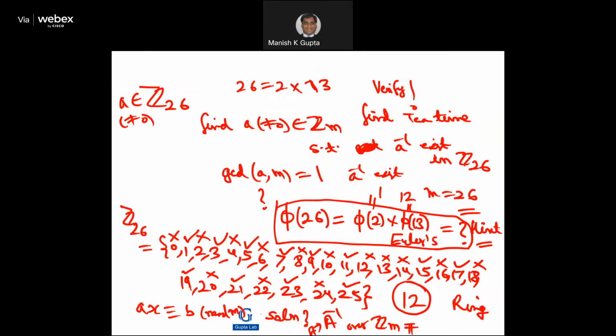In fact, one can use this fact to show that if AX is congruent to B mod M, a solution will exist when? How do we solve this for X? This is something interesting, okay? How do we solve for X? Obviously, if the inverse exists, you can multiply with the inverse on both sides and you can get the solution, right? So obviously, if the inverse exists, you can solve that.